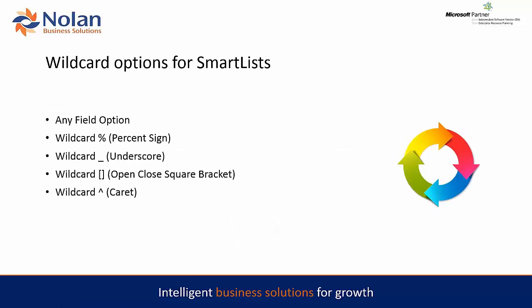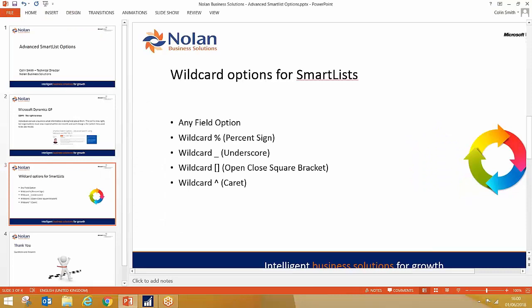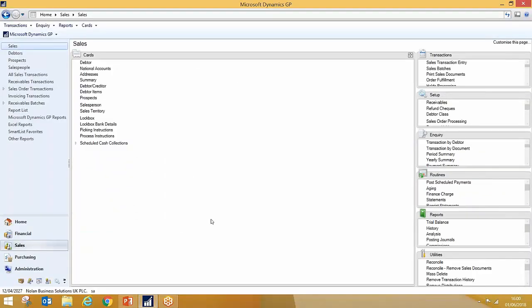So, just 5 options that we're going to go through this afternoon. We're going to talk about the any field option, which allows us to look in any field to get data out within a SmartList. We're then going to explore some of the wildcards you can use in order to get certain data out of the system within the search criteria in SmartLists. So let's go across to GP and have a look at how this works in practice.